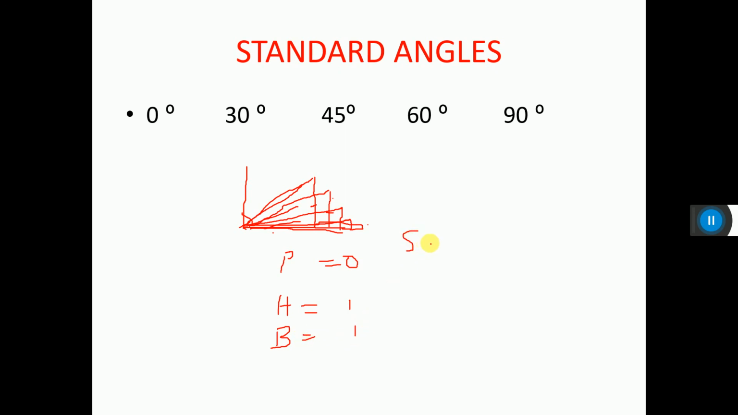Then sin 0 degree. What is the value of sin 0 degree? Formula is perpendicular by hypotenuse. What is the value of perpendicular? 0. 0 by 1, that is equal to 0. That is why sin 0 equals 0. Similarly, cos 0 is base by hypotenuse, that is 1 by 1 equal to 1. Since you have got the lengths of all three sides, you will get sin, cos, tan, cot, sec, cosec.